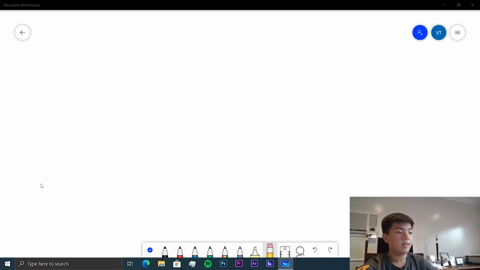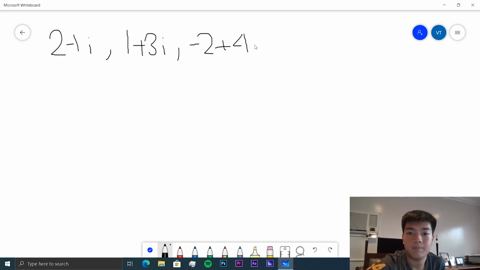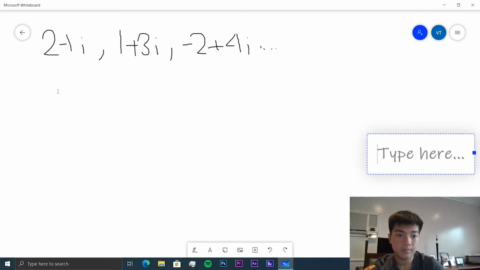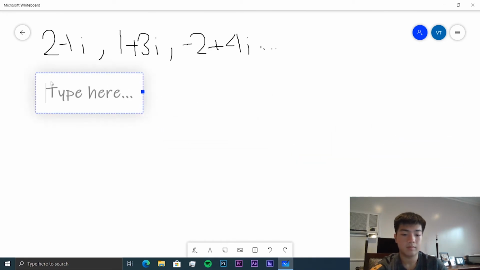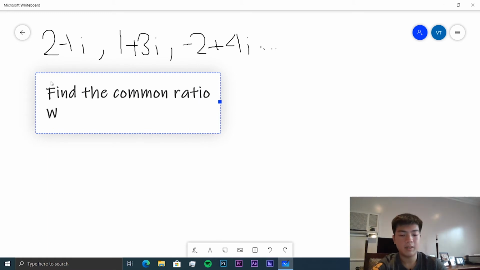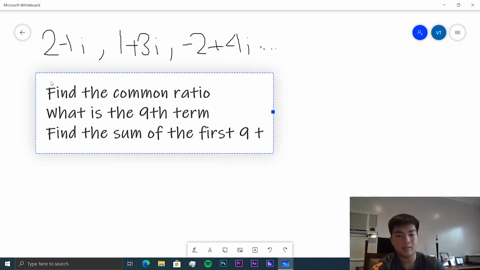And the next one is we have a geometric sequence of complex numbers: 2 plus i, 1 plus 3i, negative 2 plus 4i, and so on. So we need to find the common ratio. Next, what is the 9th term? And find the sum of the first 9 terms.